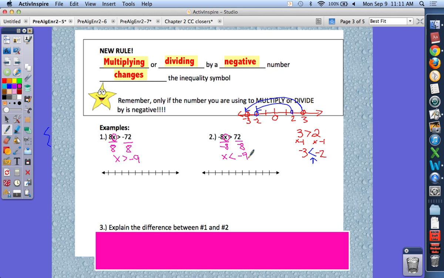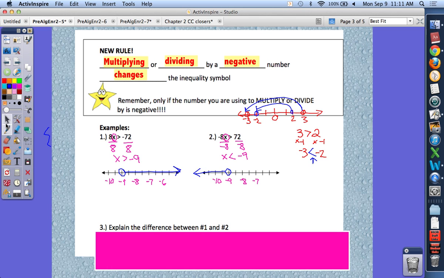Be careful when you number your number lines here. Remember that the negatives get more negative to the left, so -10, -9, -8, -7, -6. It's going kind of opposite of what you would expect. -10, -9, -8, -7, okay? To graph these then, on this one we would have an open circle and the shading to the right. On this one we would have an open circle and the shading to the left.